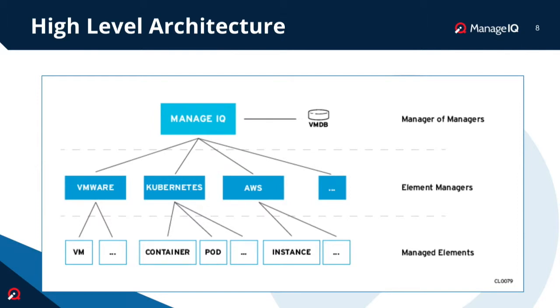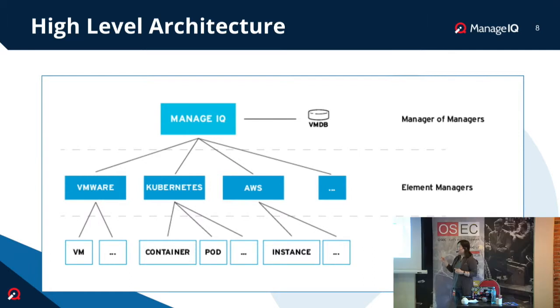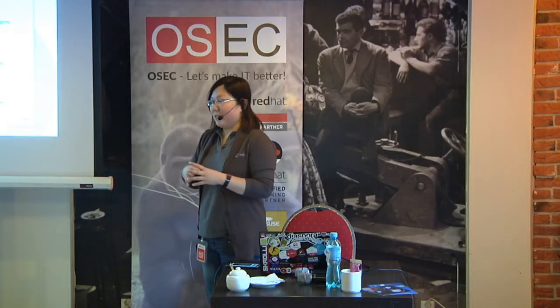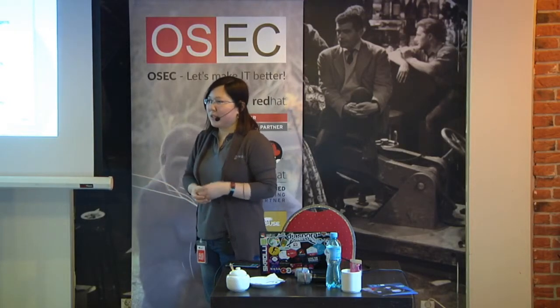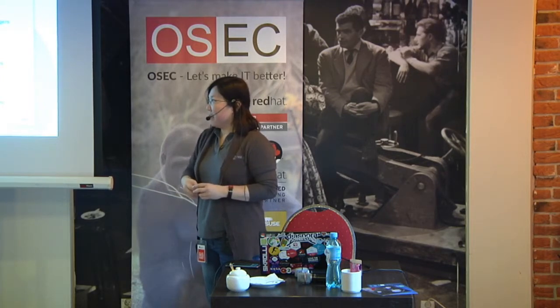So here's a high-level architecture of ManageIQ. In a nutshell, it is a manager of managers. It doesn't actually replace these element managers that most people are probably familiar with, like VMware vCenter, Kubernetes for managing container clusters and so on. What it has is API connections to the element managers, and through them you can get the information and have all of the information in ManageIQ. So you have a single interface, a single pane of glass, where you can see what's happening to your virtualized environments and clouds and even networks and storage.